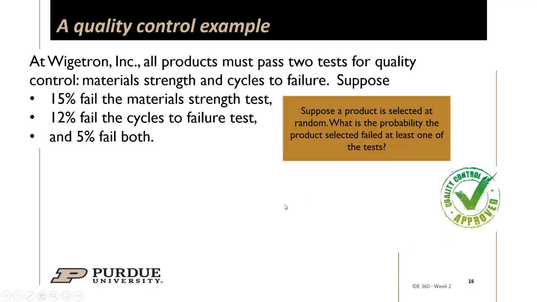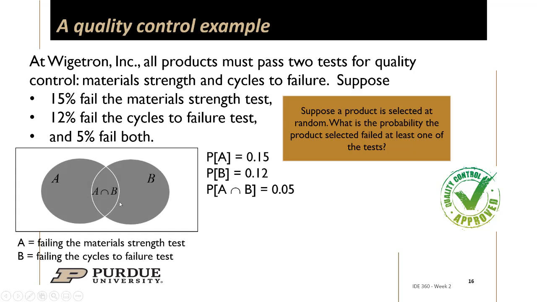A quality control example to put all these concepts into practice. So let's say that a company's products must pass 2 tests of quality control: materials strength and cycles to failure. And let's suppose that 15% fail the materials strength test and 12% fail the cycles to failure test. Both, 5% fail both tests. So if we select a product at random, what is the probability that the product selected failed at least one of the tests? So stated in terms of events, let's say that A is failing the material strength test and B is failing the cycles to failure test.